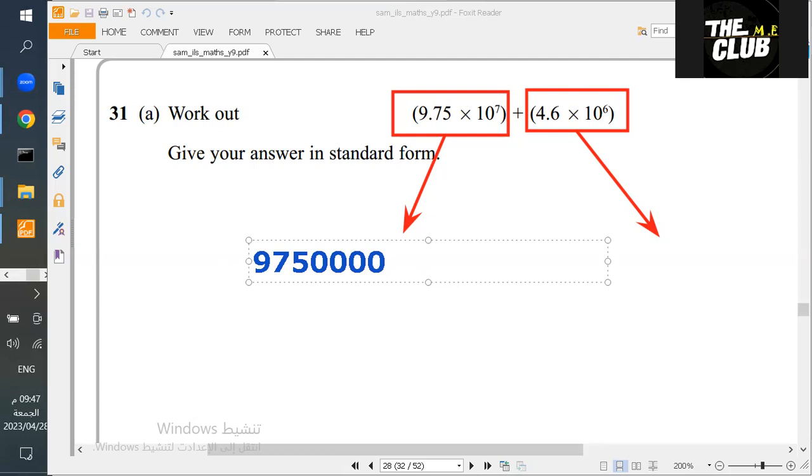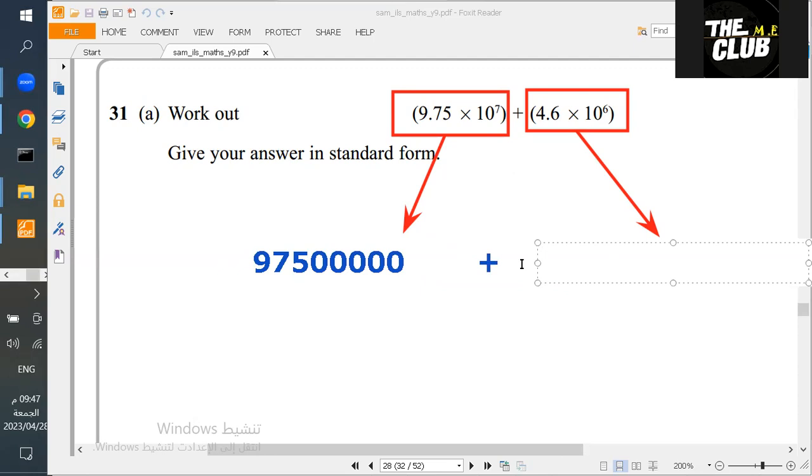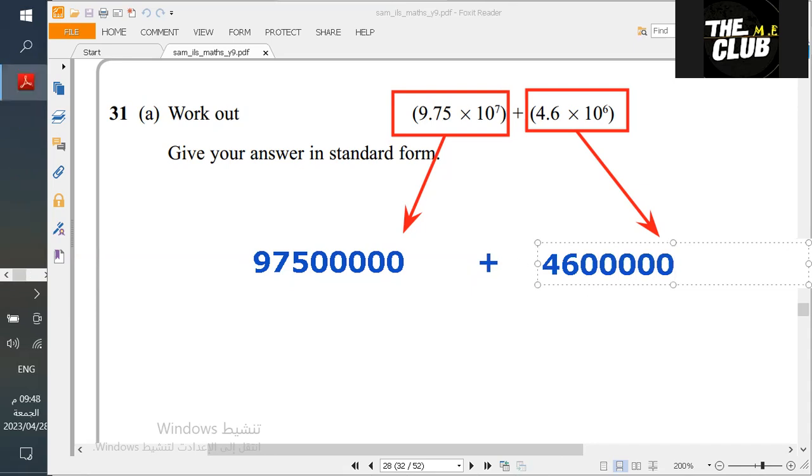This is one of the steps of the answer. Make it ordinary, then turn it back to standard. Here is the plus sign. Here 4.6. If you know how to do the power thing, do it. It's okay. Just make sure that you got the right answer. Here I have 5 zeros after 46. 1, 2, 3, 4, 5. Okay. After writing these numbers I'm going to add them together.